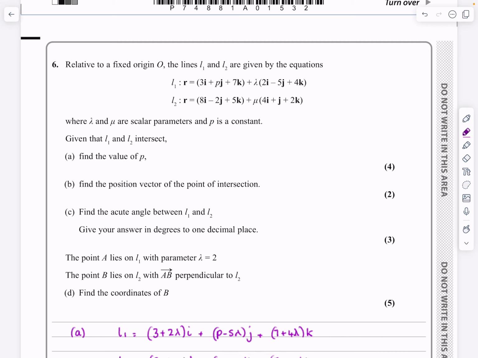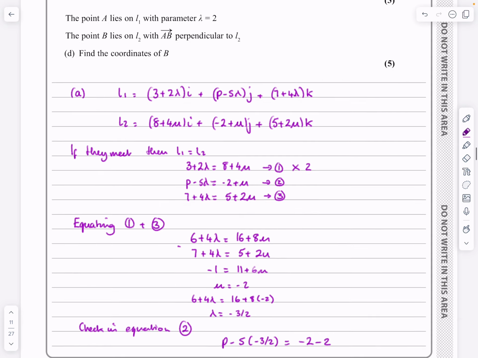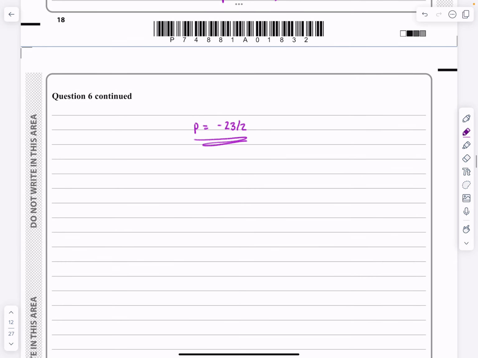Now it says find the actual point of intersection. Just be careful about what it says. It says find the position vector. Write it as a vector, not as a set of coordinates here. So where they intersect for part B, I can use either lambda or mu.